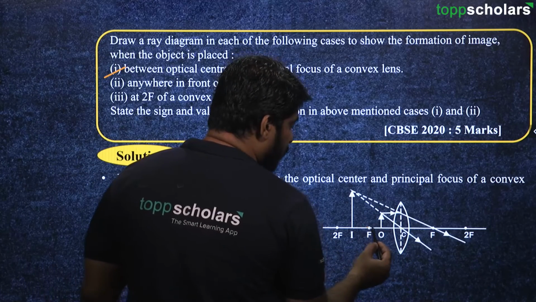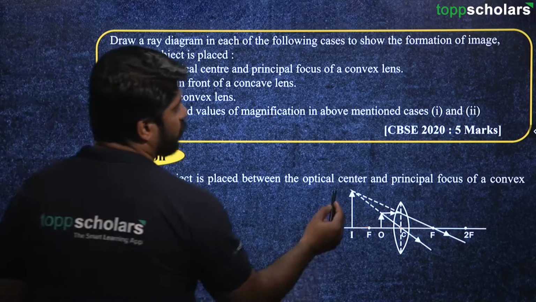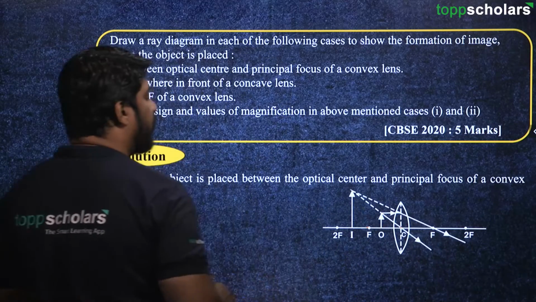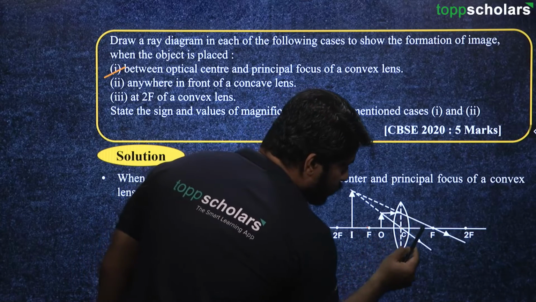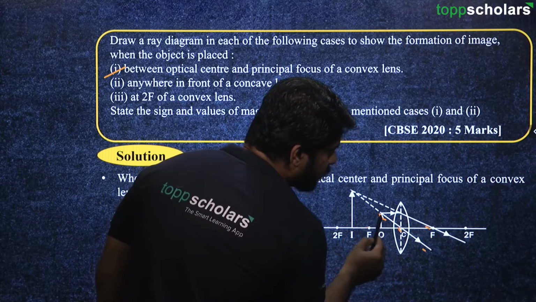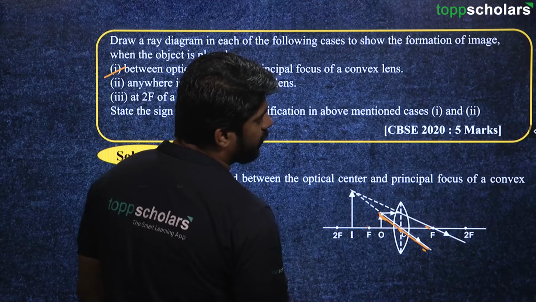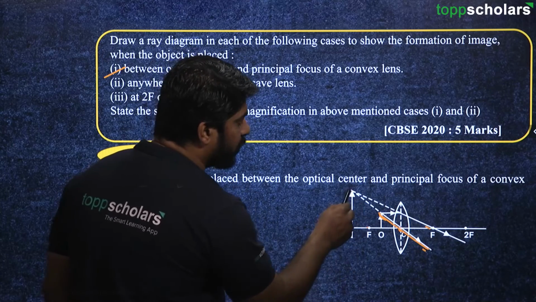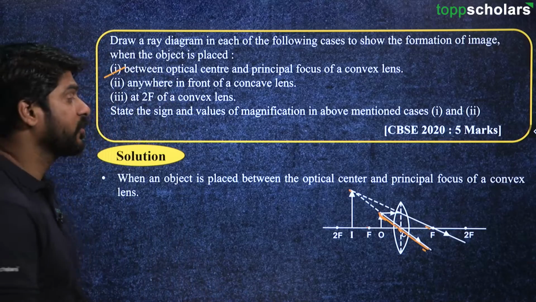So object is placed between F and C, the optical center. Okay. So this is going to be the ray diagram. As we can see, one of the rays that is parallel, it will always go through F, and the other ray that is going through C, that will always be undeviated, right? And since they are not meeting anywhere, we trace them backwards and they meet over here. So the image is formed somewhere here and it is enlarged, isn't it?